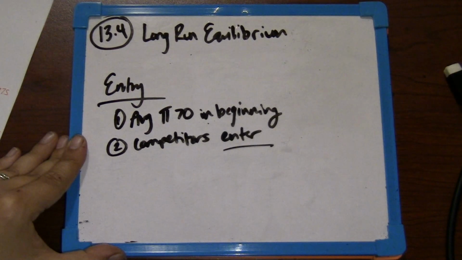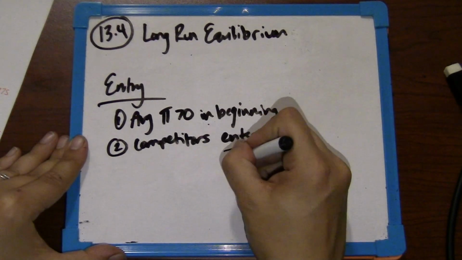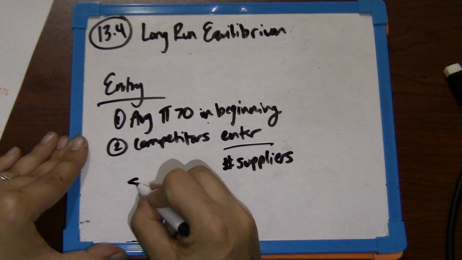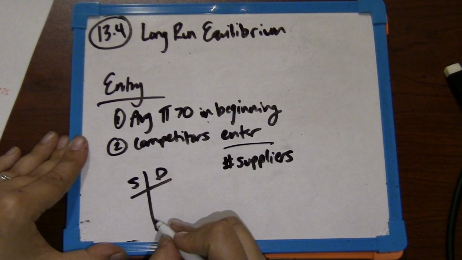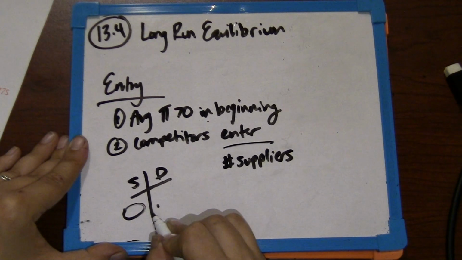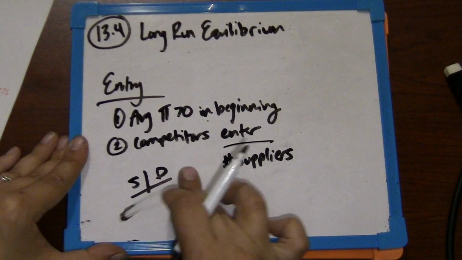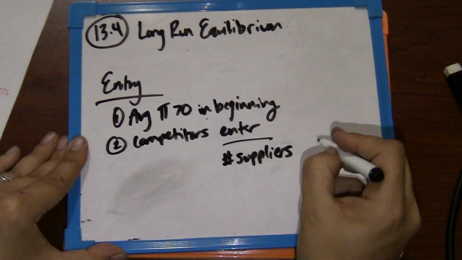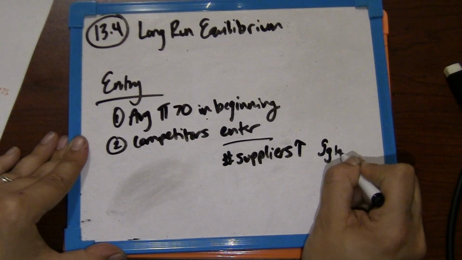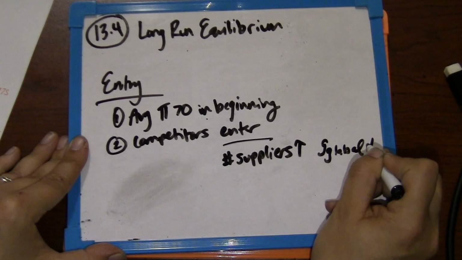We have a way to model entry. Remember number of suppliers? In our chart of things that could shift supply and demand, we had number of buyers over here, number of suppliers over here. That can still shift supply. When the number of suppliers goes up, global supply is going to increase.